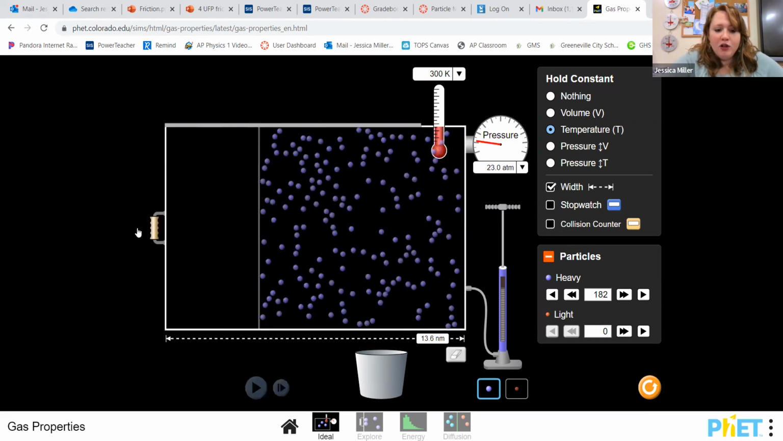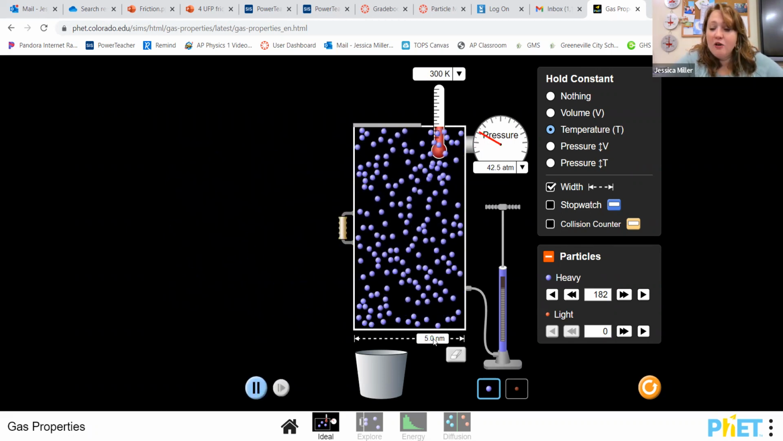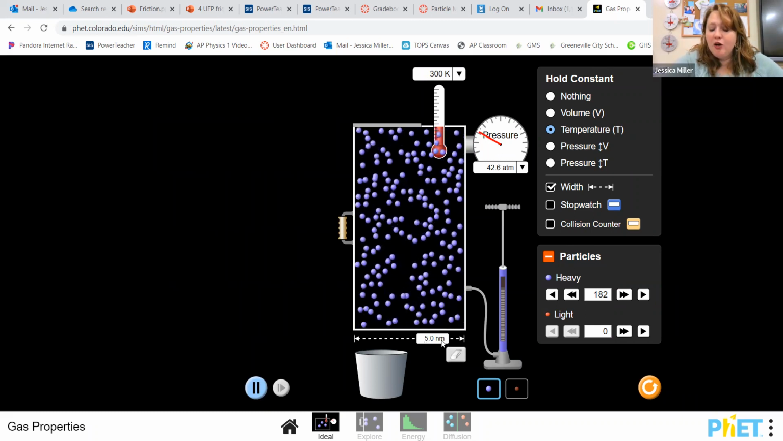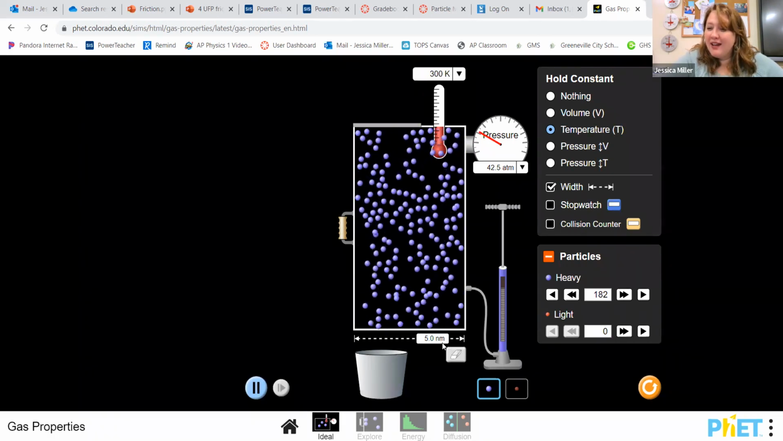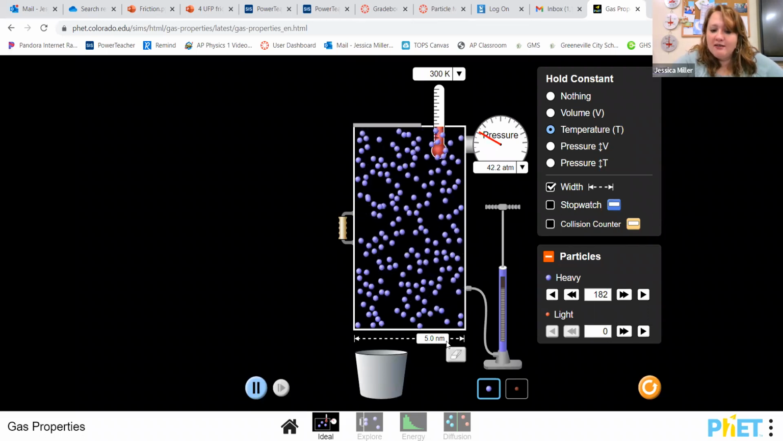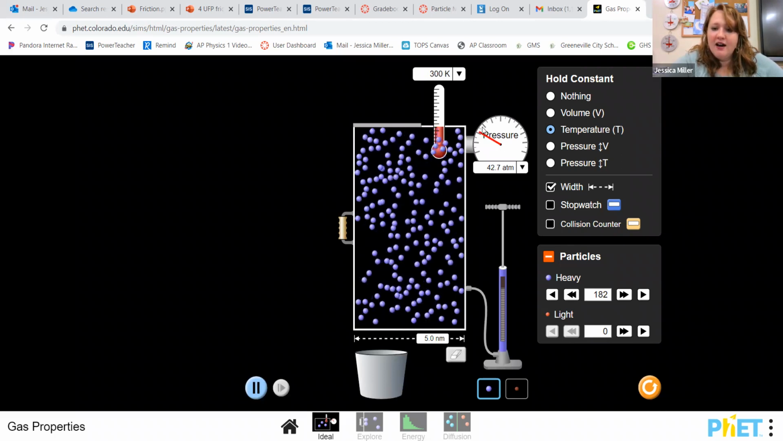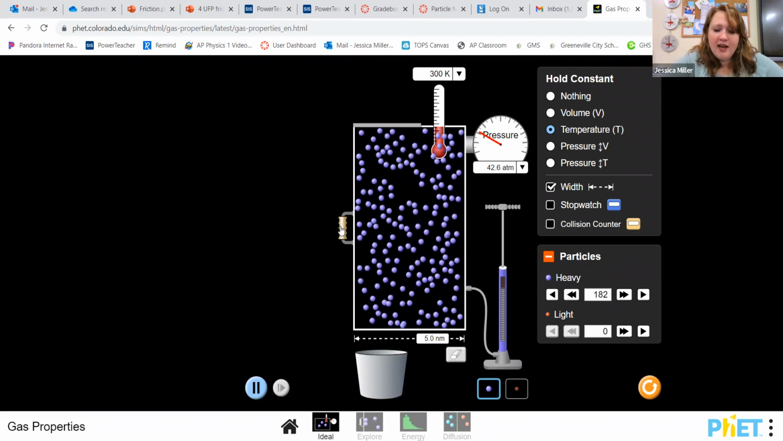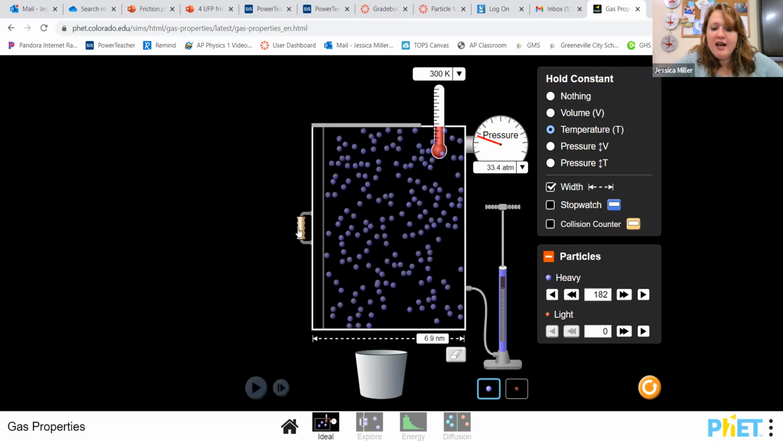But what you're going to be doing for this lab is adjusting the volume. And again, remember, volume is measured in cubic centimeters. But we are going to have to use these nanometers to be related to our volume. So we would say the volume is based on a width of 5 nanometers. And we would record this pressure. Now notice I didn't change anything with my temperature. And then I would change it to a new volume. And I would record the new volume and the new pressure.